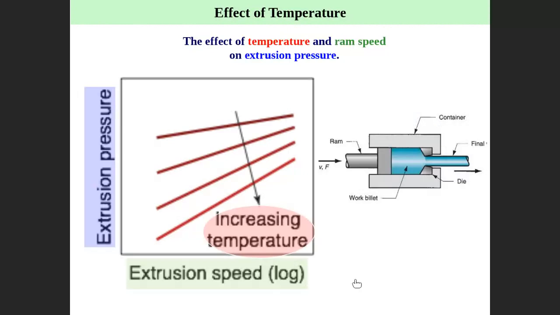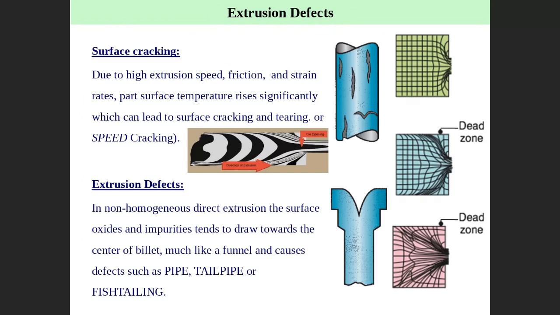Definitely temperature affects the extrusion pressure. Whenever the temperature increases, extrusion pressure decreases. This is increasing temperature. This is room temperature, or cold working, and this is higher temperature. Whenever temperature increases, you can see the extrusion pressure usually decreases, because the material becomes softer and it is easier to do.